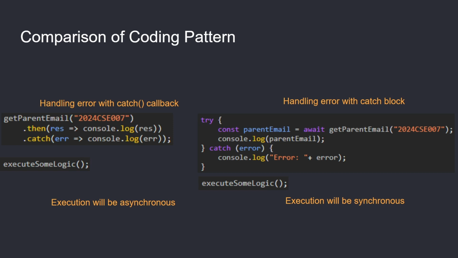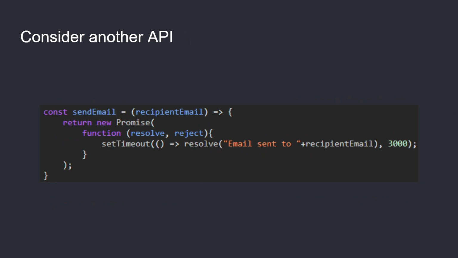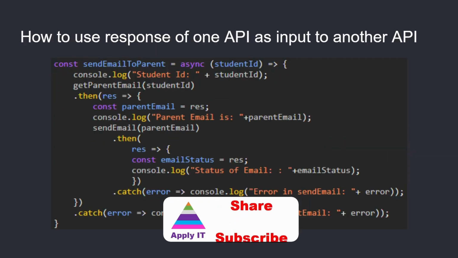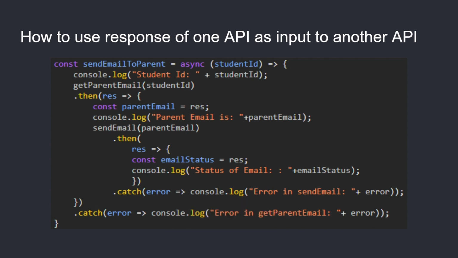Now let's consider another API, send email, which simulates sending an email to the recipient. This API will return a response after 3 seconds, and we make it succeed. So now we have two API functions. One is get parent email, which is returning a rejected promise, and the other is send email, which is returning a resolved promise.